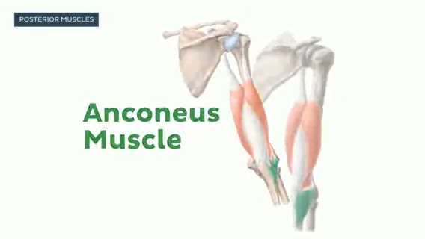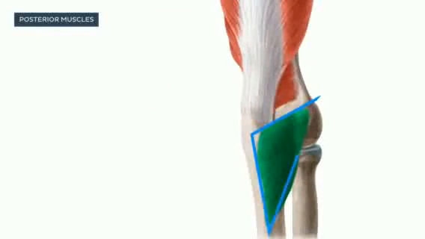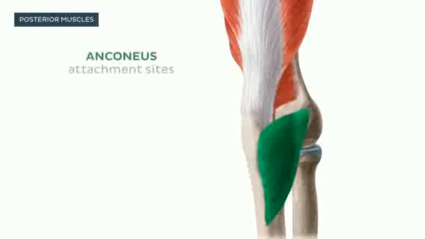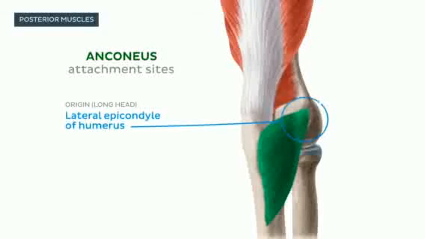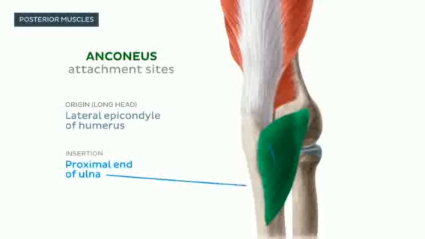As you can see, it is a relatively small, triangular shaped muscle, which in reality is often blended with the lateral border of the triceps brachii tendon. And it too attaches to the proximal end of the ulna.